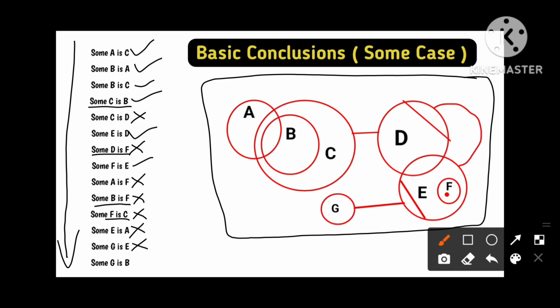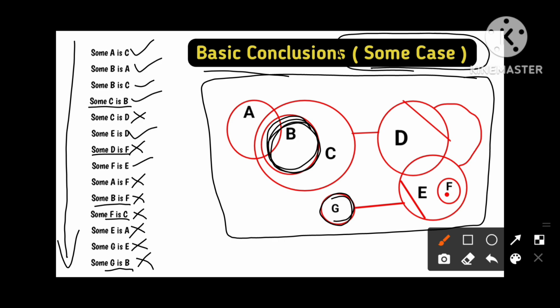Next one, final conclusion, some G is B. Here is G and here is B. Do you see any sharing between B and G? We cannot see any sharing between B and G. So this conclusion will be false. By this we have completed the concept of basic conclusions of some case.